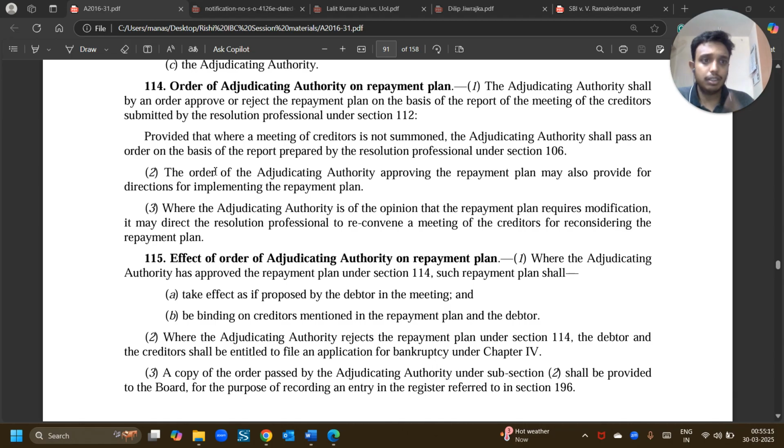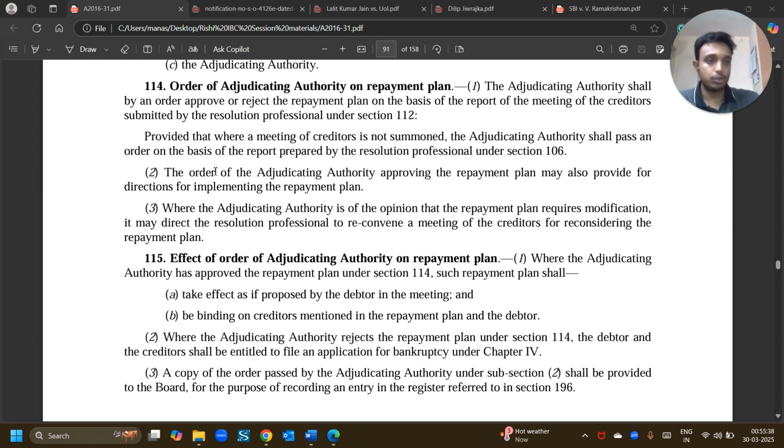Now here again, the meeting of the creditors is something which is summoned at the request of the RP and the discretion of the adjudicating authority. What if that meeting was never summoned, right? The proviso says, where a meeting of creditors is not summoned, the adjudicating authority shall pass an order on the basis of the report prepared by the RP under section 106. So the previous report, right?